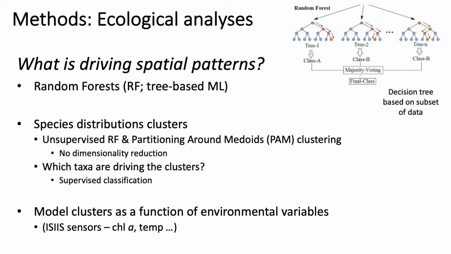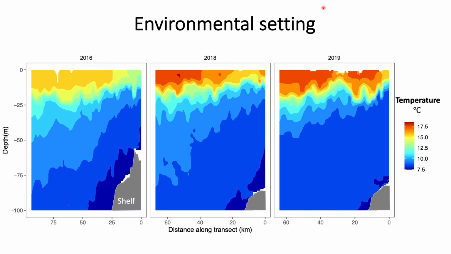Let's jump into the results, and I'll start off with the environmental setting. For this figure and the next ones, we have depth on the y-axis going down to our max depth of 100 meters, and on the x-axis we go from 0 kilometers on the transect to our maximum distance on the left.